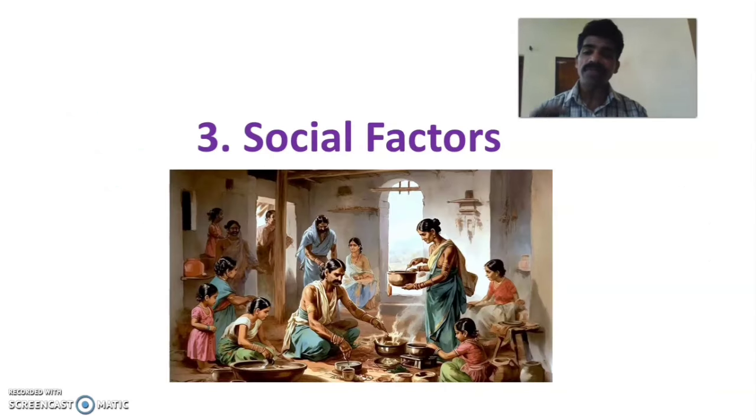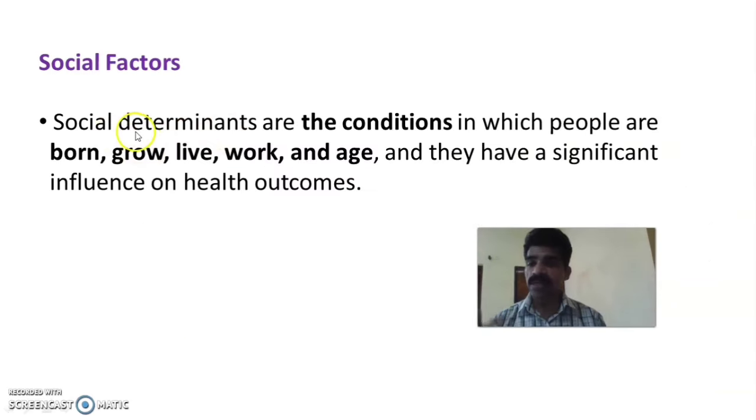The third major factor that influences the health of the person is social factors. The social determinants or social factors are the various conditions in which people are born, grow, live or work, and their changing ages. All these conditions come under social factors, and these factors have a significant influence on the positive health and well-being of the person.